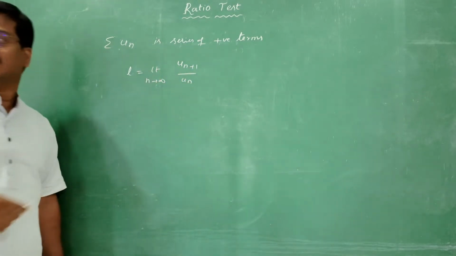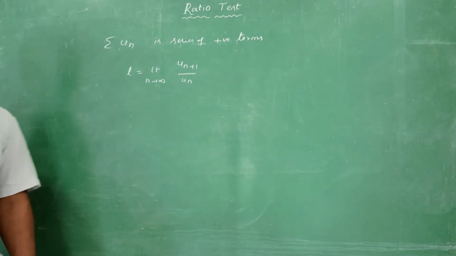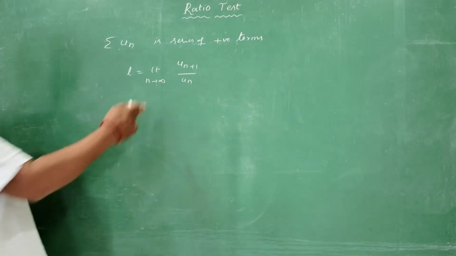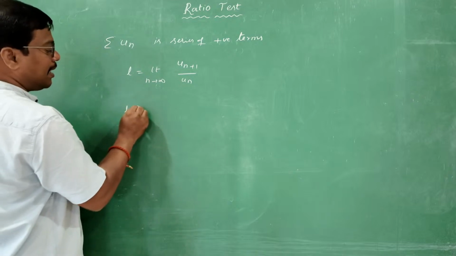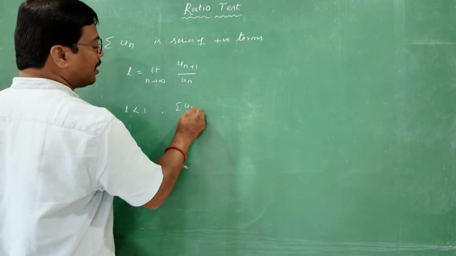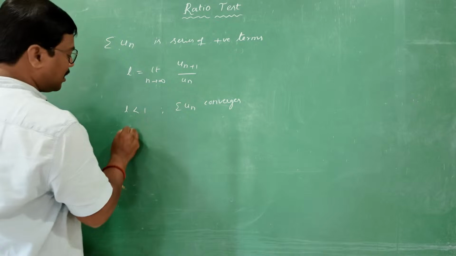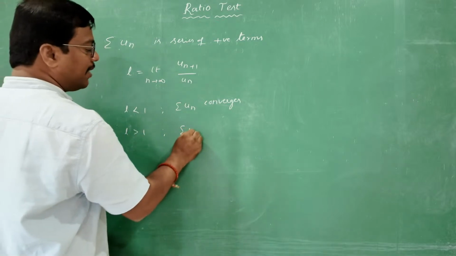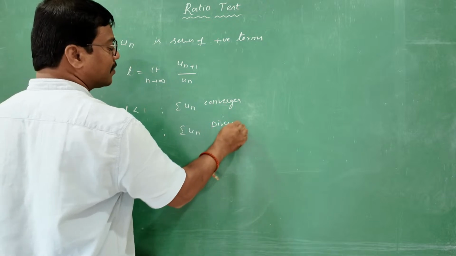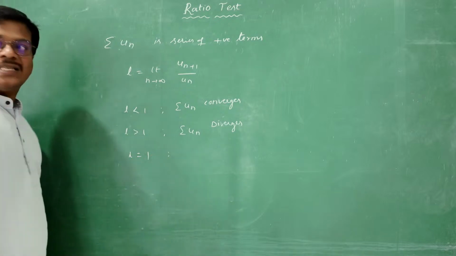The nature of summation un depends upon this limit value, limit n tends to infinity un plus 1 by un. That limit you have to calculate. In case L is less than 1, then we can say that summation un converges. And suppose the value of L is more than 1, then summation un diverges. And whenever the limit value equals 1, then the test fails.